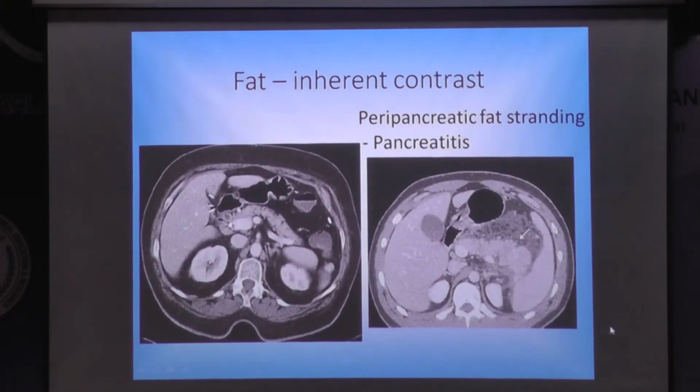Now what is the importance of fat in abdominal imaging? It produces inherent contrast. Fat is the packing material of the abdomen. It surrounds almost all the viscera in the abdomen. Kidney has perinephric fat, pancreas has pancreatic fat. Now by seeing whether this fat is normal or abnormal, you can predict the abnormal viscera. For example, you can see that this is normal peripancreatic fat, but this pancreas, you can see that the fat has increased in density.